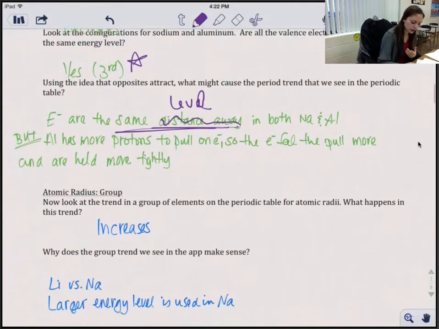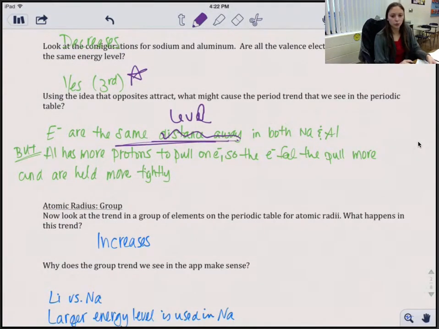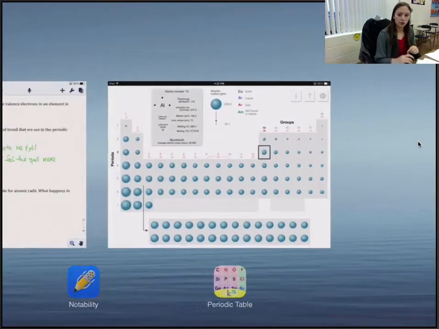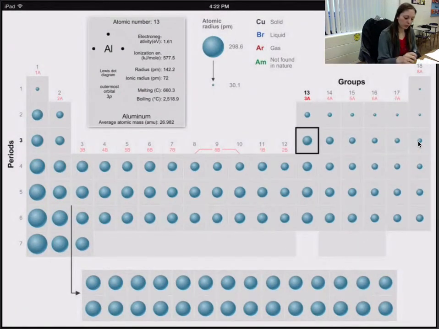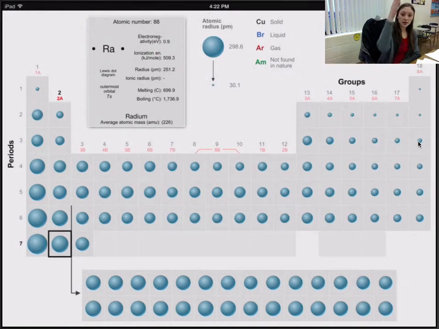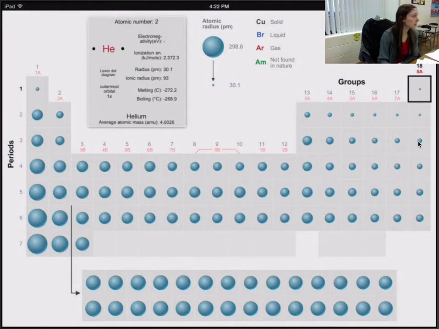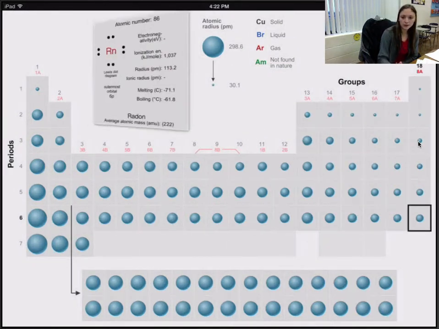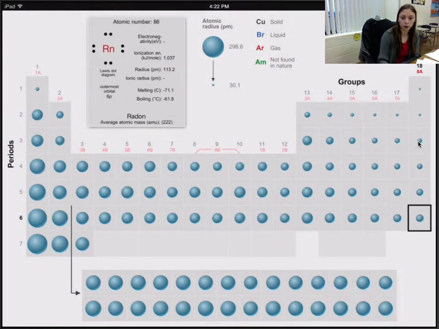Now your group trend. If I go down the group, from beryllium to radium here, it's definitely getting much, much larger. That's really easy to tell. If I go from helium, here in the upper right, all the way down to radon, obviously, again, it's getting a whole lot bigger. Why does it get bigger? This one's actually a little bit easier, I think.